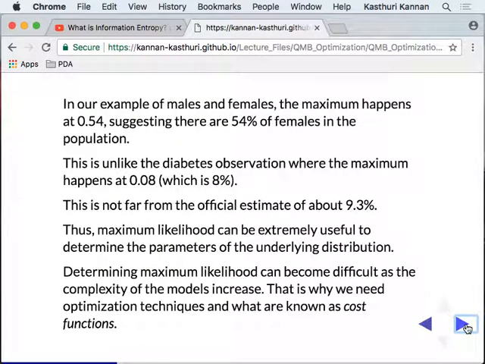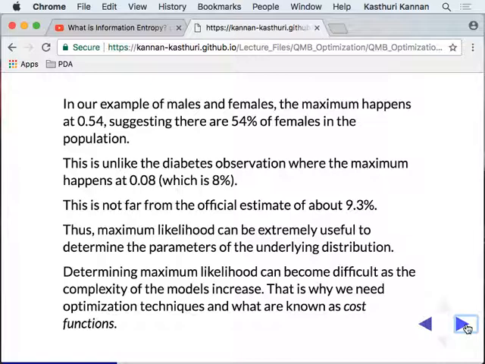In our example, for males and females, the maximum happens at 0.54, suggesting there are 54% females in the population. This is unlike the diabetes observation, where the maximum is about 8%. It's skewed to the left of your graph. This is not far from the official estimate, which is about 9.3. You can get a ballpark figure here and there depending on the random sample; I got about 11% and I got about 8%. So it varies, but the official estimate is about 9.3.